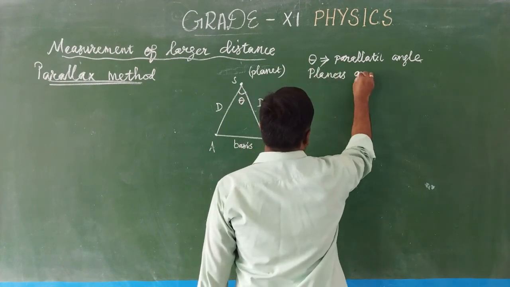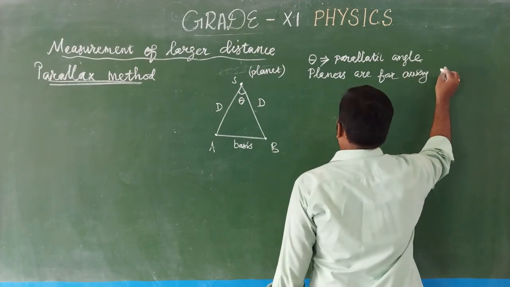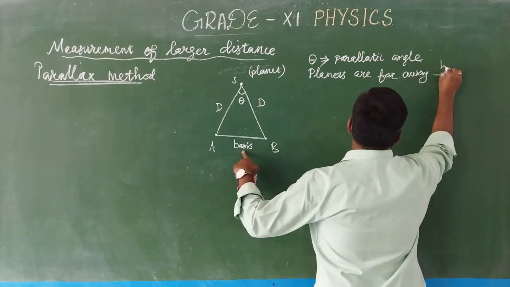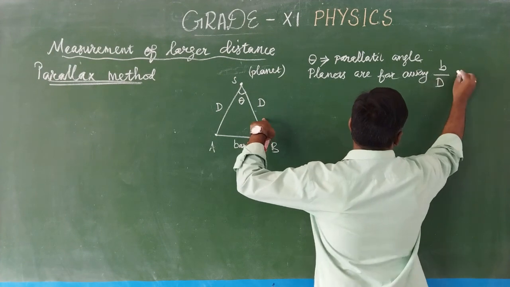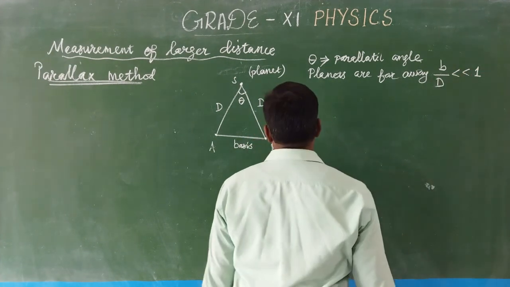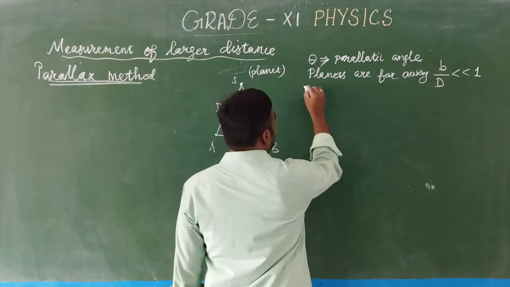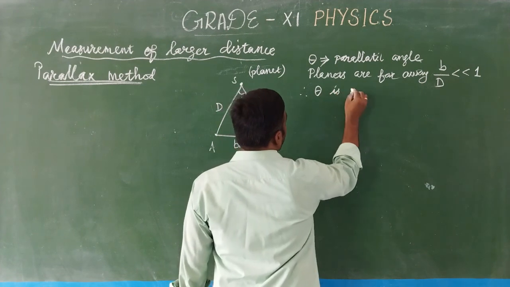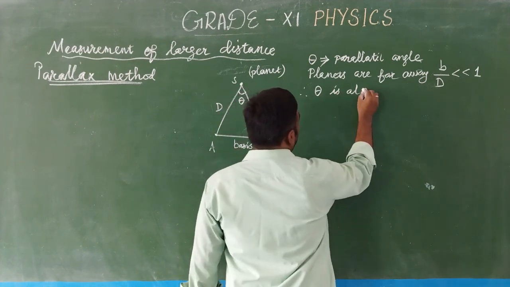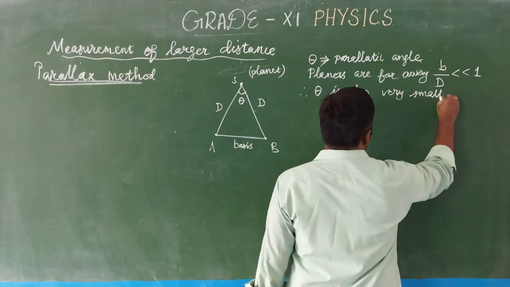Moreover, the planets are far away. Therefore, the ratio between the basis and the distance is much less than 1. So this theta is larger or smaller? Less than 1 ratio. Therefore, theta is also very small.